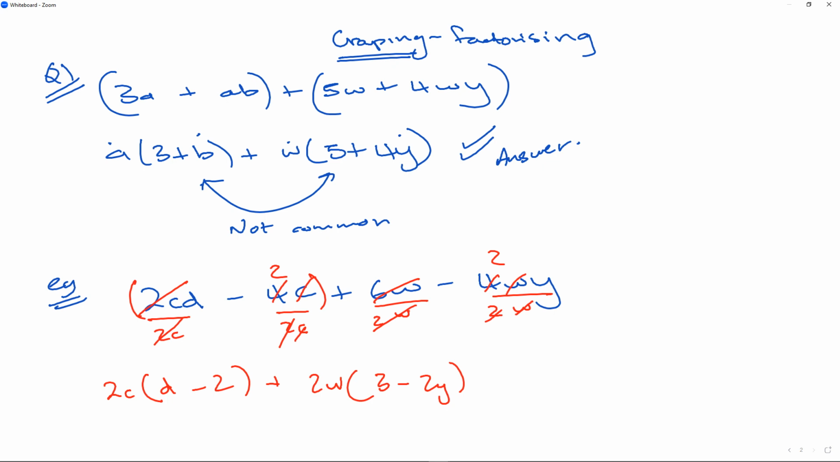Alright, cool. Now in the next question, we're going to have the same thing, grouping, but we're going to have some common brackets, okay? So let's have a look at factorization. So factorization, then we have common brackets. It's also a grouping bracket.